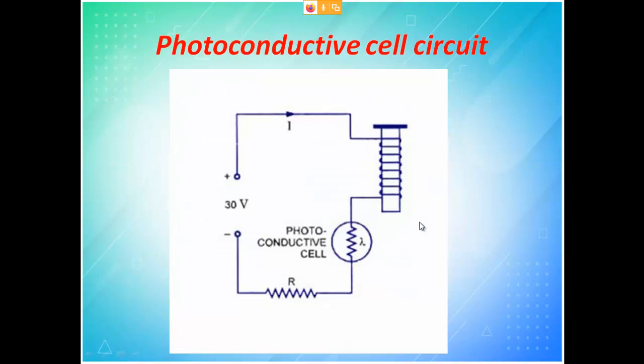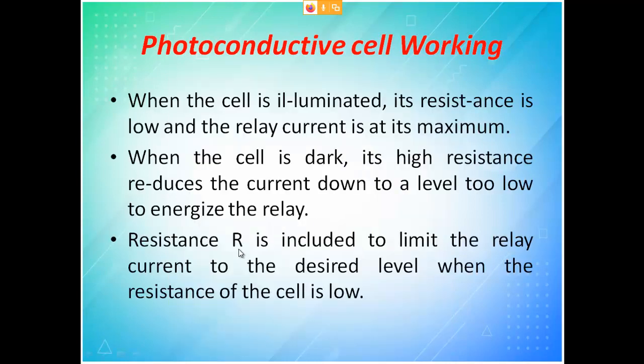If the light intensity falling on the cell is not very sensitive, then you will add this resistance also, depending upon the energizing current. When you go and buy a relay, they will only mention the relay in terms of energizing current. That is the current required. So to match this current, we have to match with the resistance. V is equal to IR, so V and I are related with R. For that fine tuning, we use this R to limit the relay current to the desired level when the resistance of the cell is low. So this is for sensitivity.